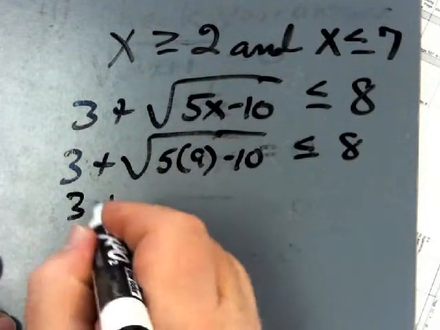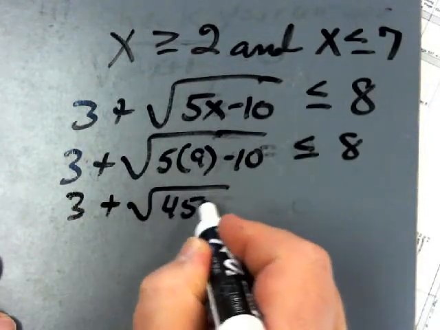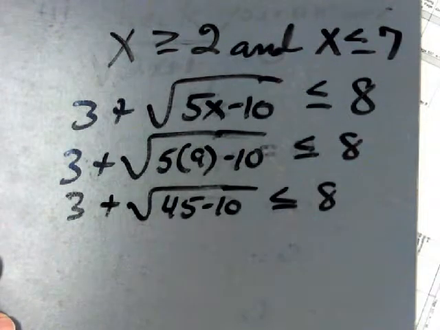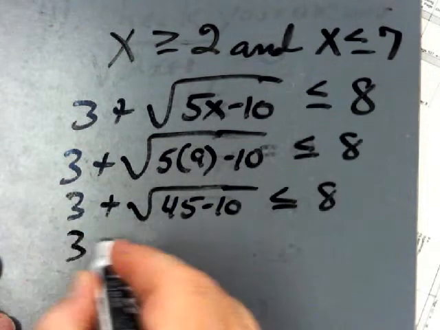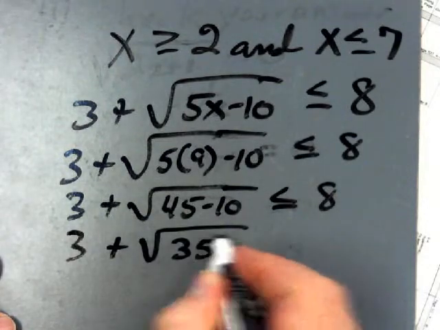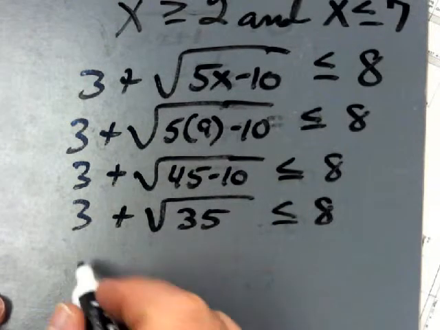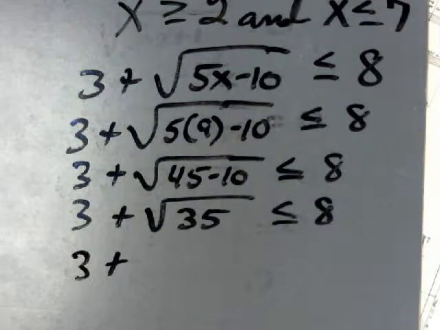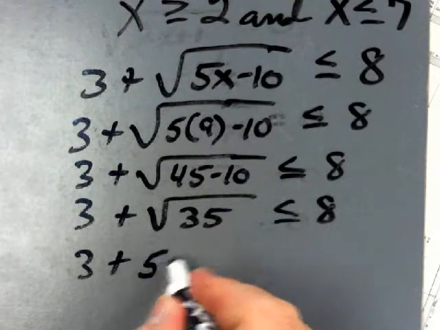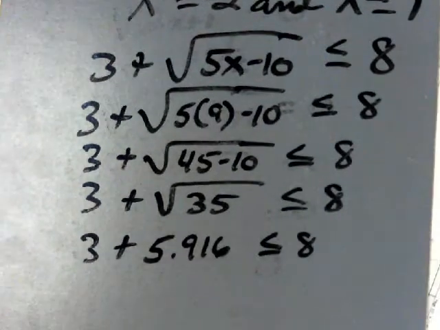So 3 plus the square root of 45 minus 10 is less than or equal to 8. So 3 plus square root of 35 is less than or equal to 8. Correct? Yes. Taking your calculator, what's the square root of 35? Since I can't find any other number, find me the square root of 35. It's about 5.9, but I need for you to find it. 5.916. What's 3 plus 5.916?